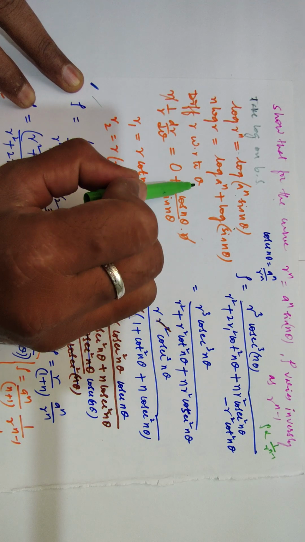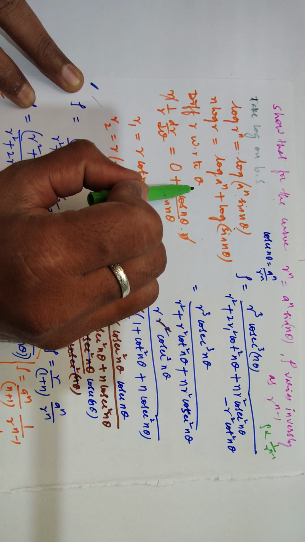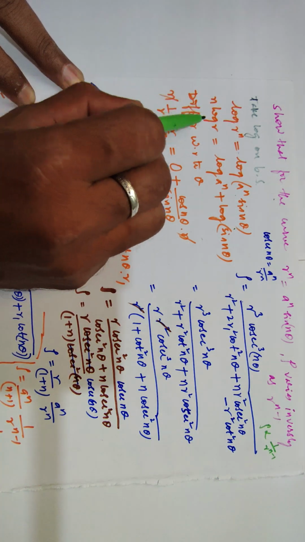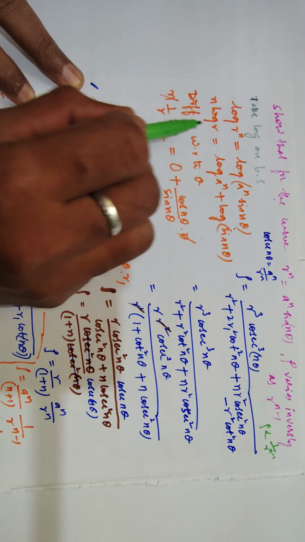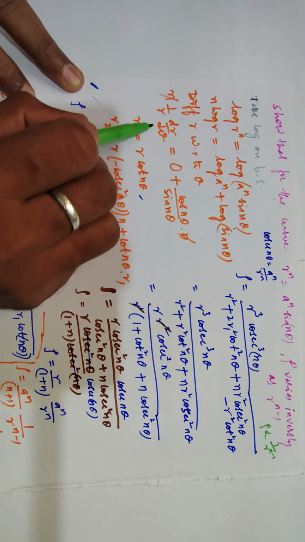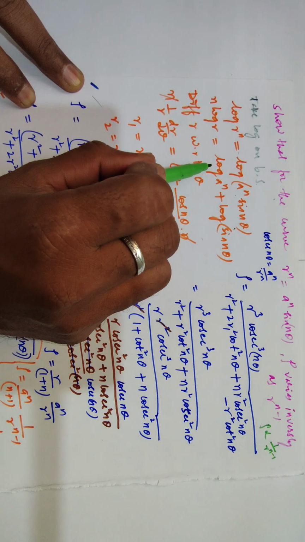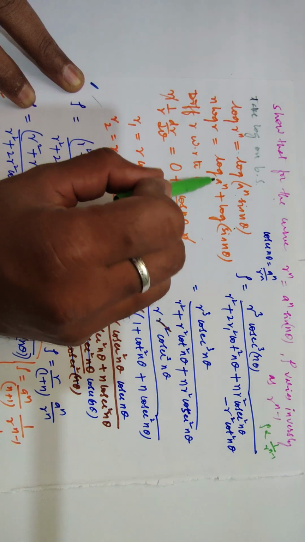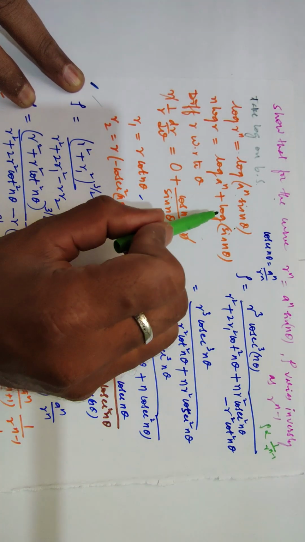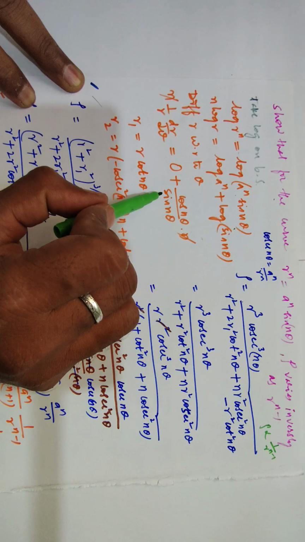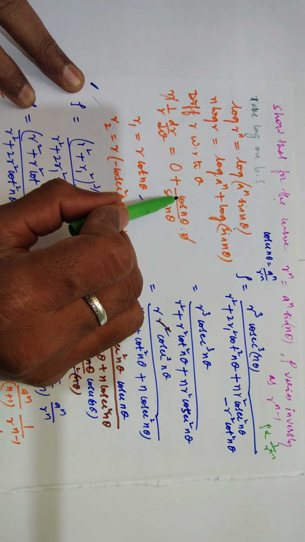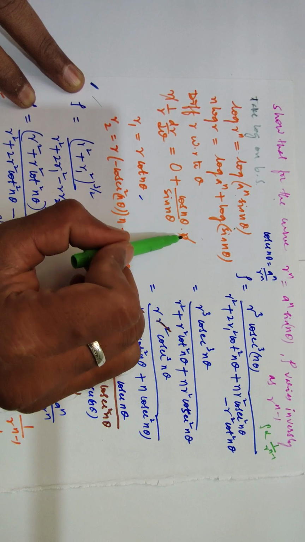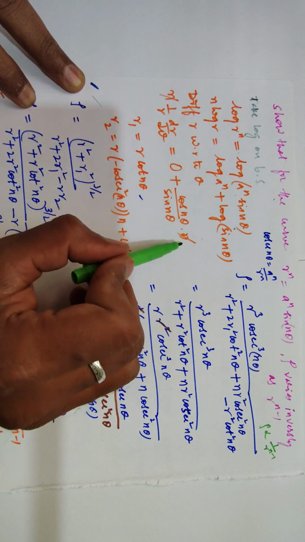Next, you can differentiate with respect to θ. Differentiate r with respect to θ. n is a constant. Differentiation of log r is 1 by r into dr by dθ, is equal to, a is a constant, so log a^n is constant and its differentiation is 0, plus log of sin nθ is 1 by sin nθ. Again, sin nθ differentiation is cos nθ. Again nθ differentiation is n. We can cancel n and n here.